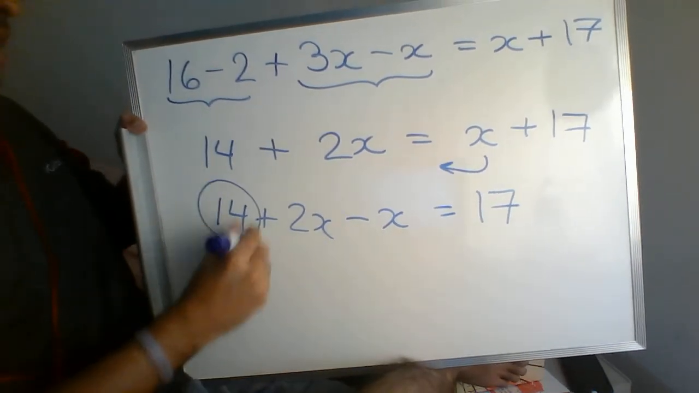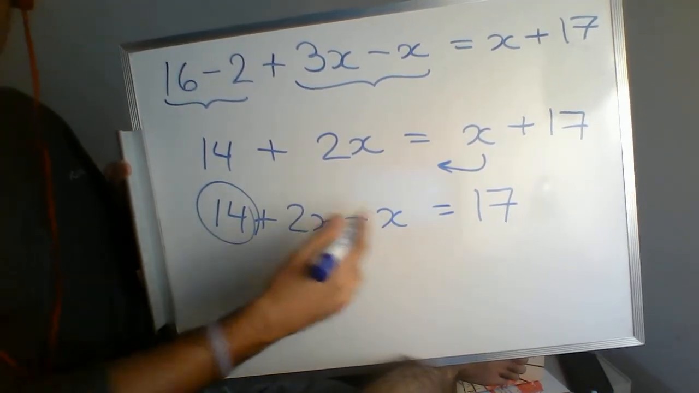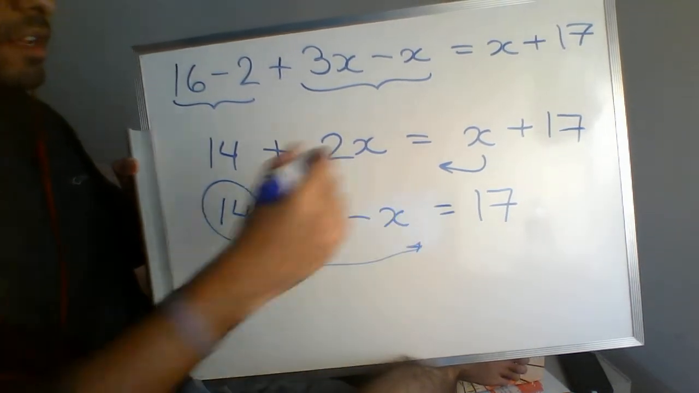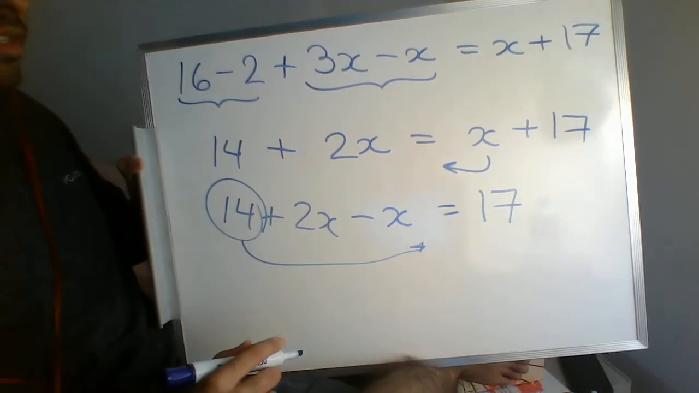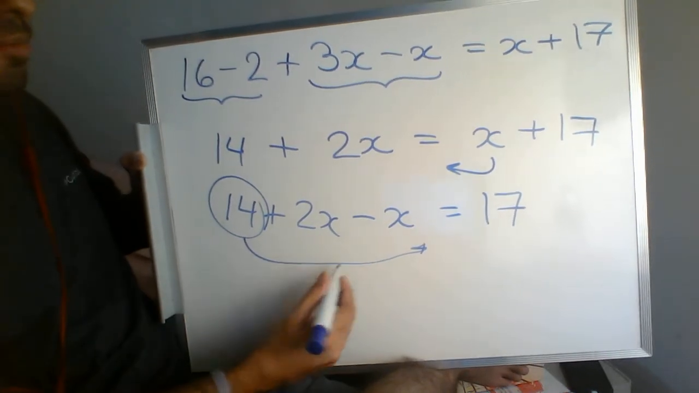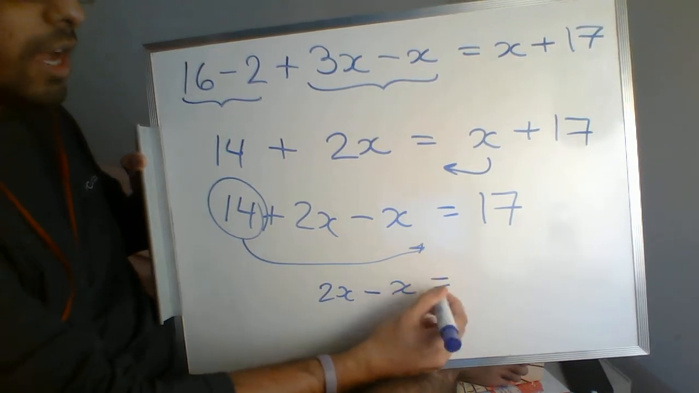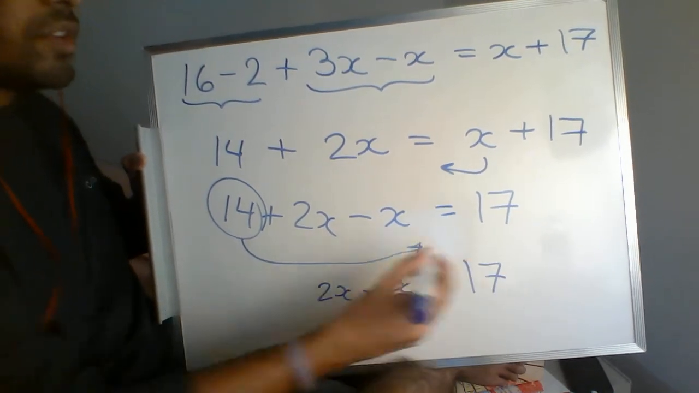But I don't want this pesky 14 to be mixed in with my terms that have variables. So I'm going to take this 14 and chuck it over on that side. So I'm left with 2x minus x on this side, which we could have solved right away, is equal to, we had 17 already.